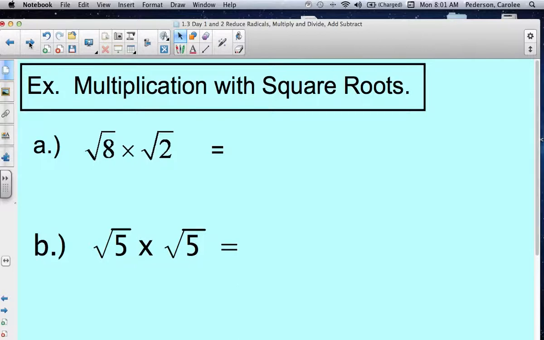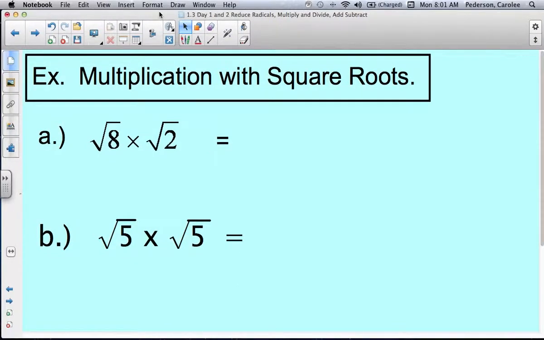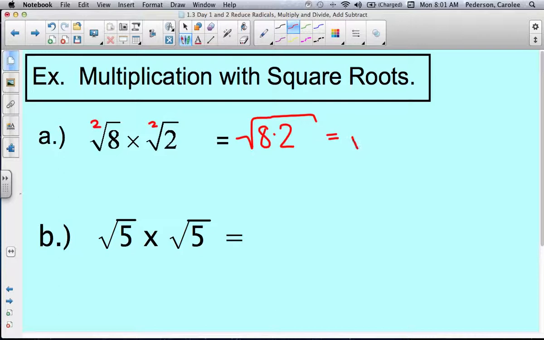All right, let's move on to multiplying square roots together. First example, the square root of 8 times the square root of 2. You can multiply two radicals into one radical if they have the same index number. In this case, they're both square roots. They both have an index of 2. So I can combine them into 1. So 8 times 2 is 16. And then we know that the square root of 16 can reduce to 4.